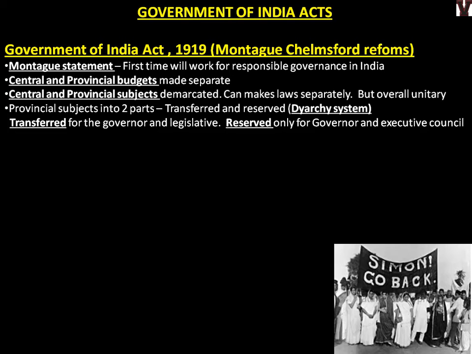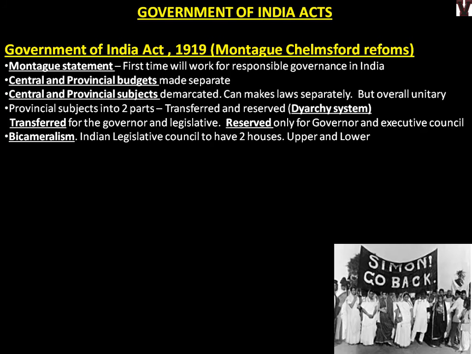Transferred means it will be the governor or the viceroy, and legislative, they will discuss and make the decisions. Reserved means only the governor and the executive council. So the legislative council, which is a huge one with lot of Indians, they have no say in the reserved subjects, okay, in the provinces. So remember, central and province is separated. Within province, again separation, transferred, reserved.